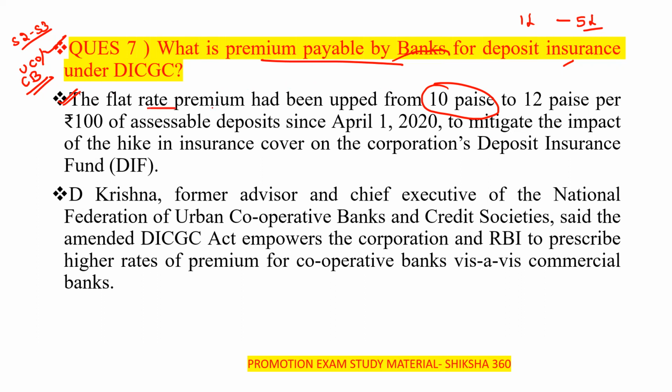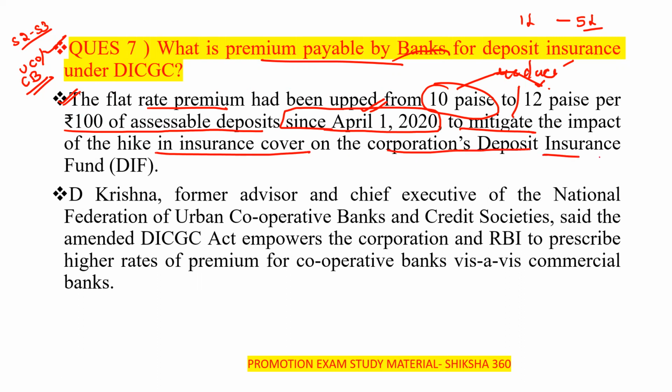So the flat rate premium was raised from 10 paisa to 12 paisa per rupees 100 of assessable deposits since April 1, 2020. Clear? From when? Since April 1, 2020. This is to mitigate, that is to reduce, the impact of the hike in insurance cover on the Deposit Insurance Fund, that is DIF.